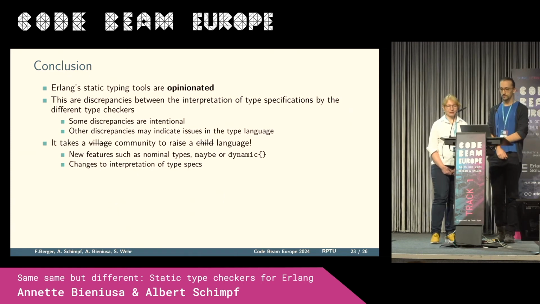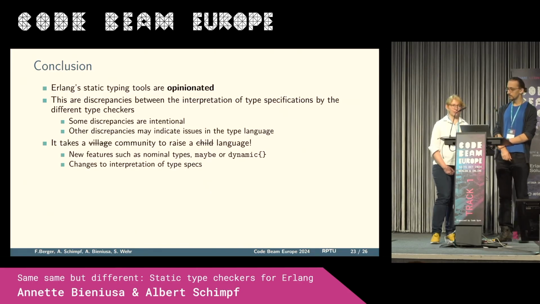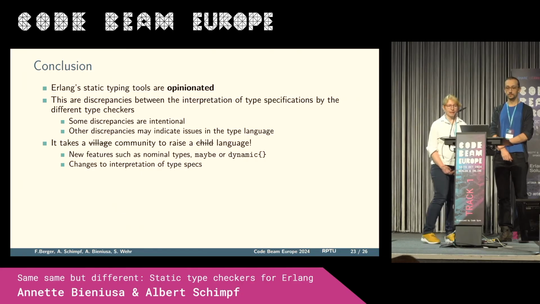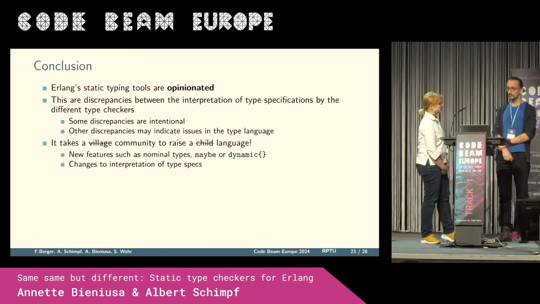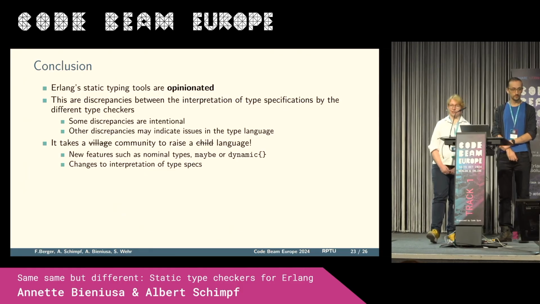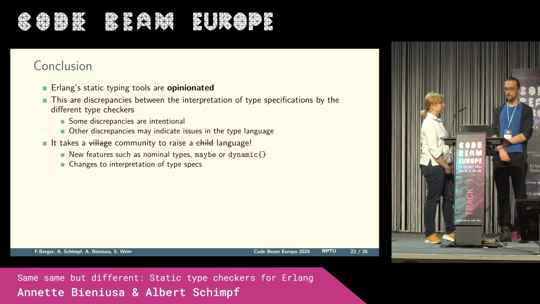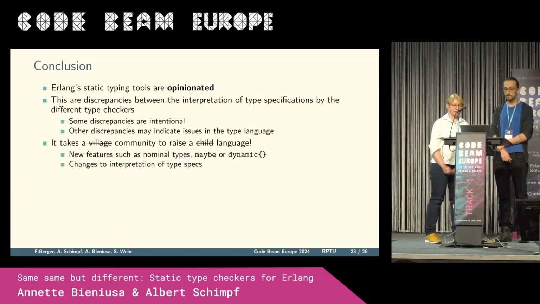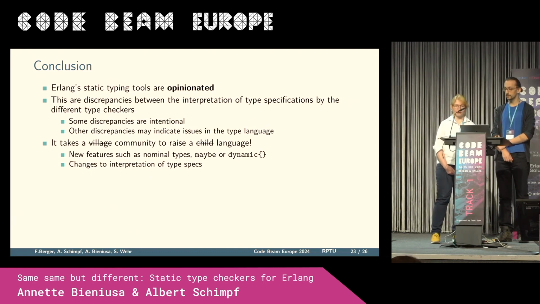What we figured is that looking at these discrepancies is a great way to figure out weaknesses and issues with the typing specification and the type language itself. And we also would like to ask the community to help in getting both the specifications and the tools better. There's a lot going on in typeland. So we have new features like nominal types that are very likely to be introduced in OTP 18. It's a great extension, and really a pity that the presentation was not possible here today.